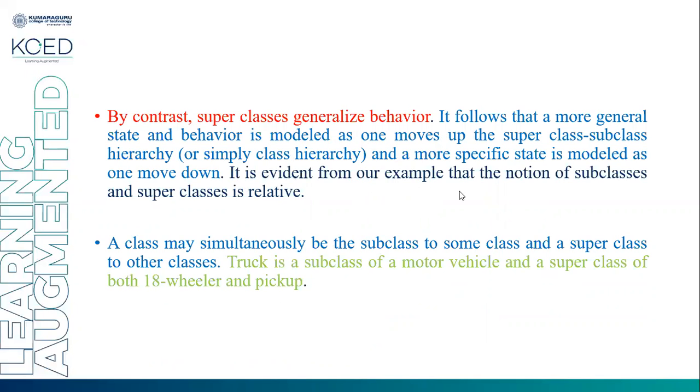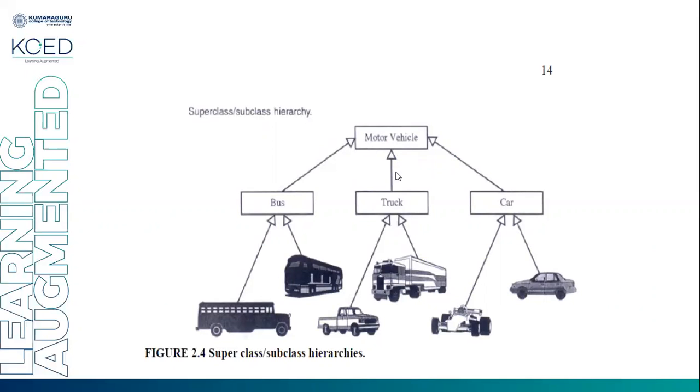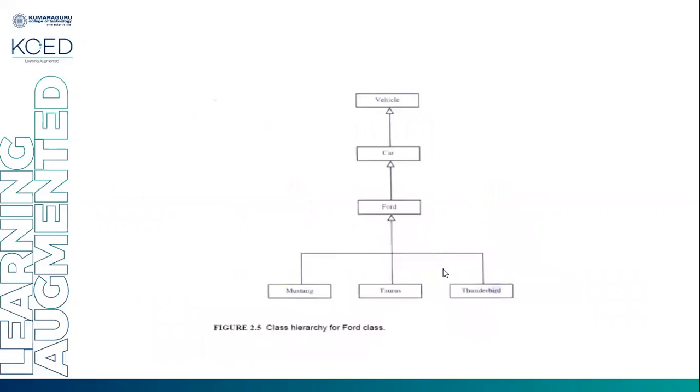It is evident from an example that the notion of subclass and superclass is relative. A class may simultaneously be a subclass to some classes and a superclass to other classes. For example, here the truck is a subclass of motor vehicle, and at the same time it is a superclass for the different types of trucks.